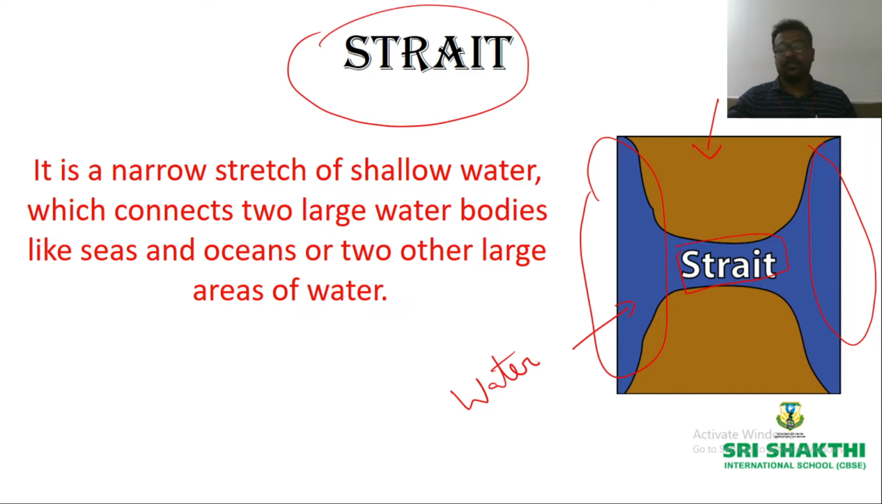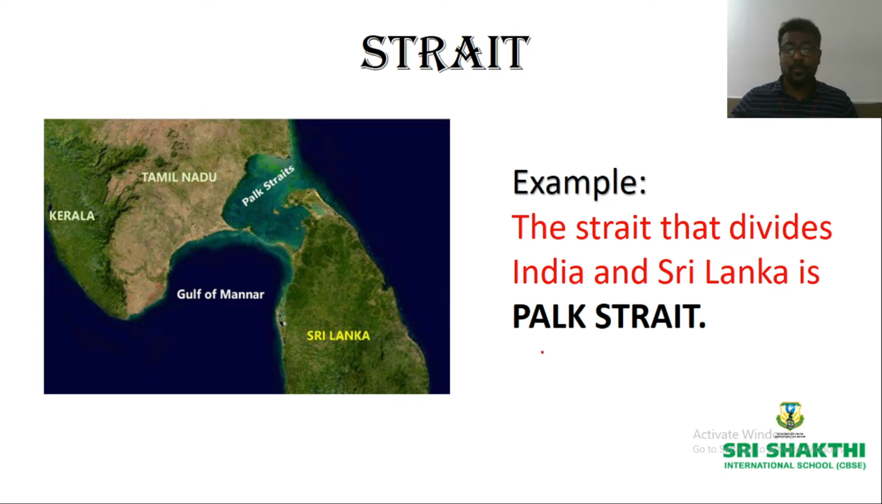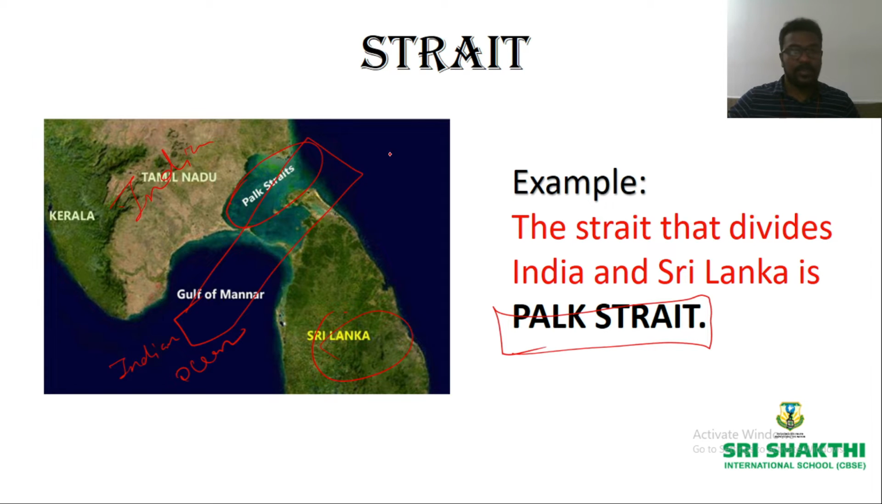And one good example of a strait is the Palk Strait. You may have heard about the Palk Strait. Yes, it is located near India and Sri Lanka. You can see here in this picture the Palk Strait, and this is a narrow water channel that divides the two big landmasses, India as well as Sri Lanka. And it also connects two bigger water bodies, the Indian Ocean as well as the Bay of Bengal. So this can be a very good example for the strait, and you can also find more straits throughout the world.